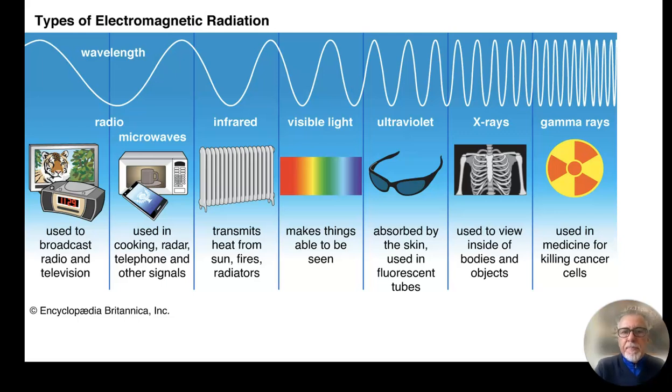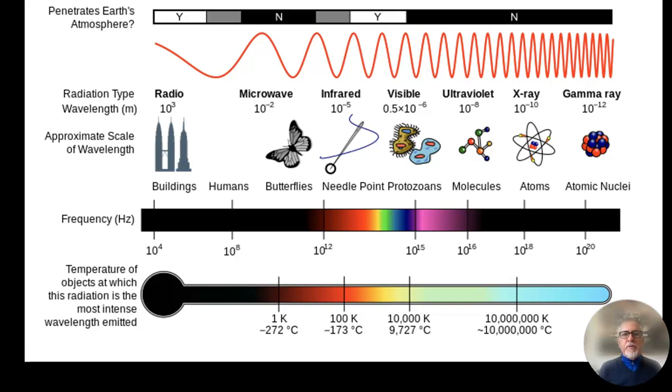So let's take a slightly deeper dive into this. Radio waves, their wavelength is about 1 kilometer long, the size of the very tallest buildings. Microwaves are about 1 centimeter long, 10 to the minus 2 meters, right? And by the time you get down to gamma rays, they're about 10 to the minus 12 meters long, which means they're about the size of an atomic nucleus. So this is the entire spectrum of electromagnetic radiation, of which only a small portion is visible light.